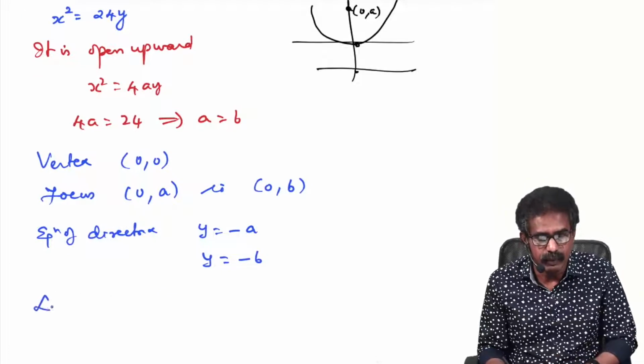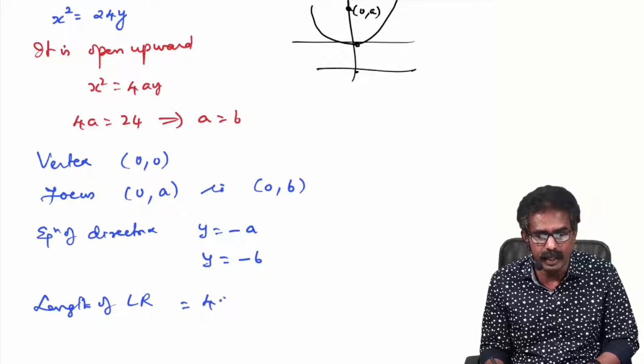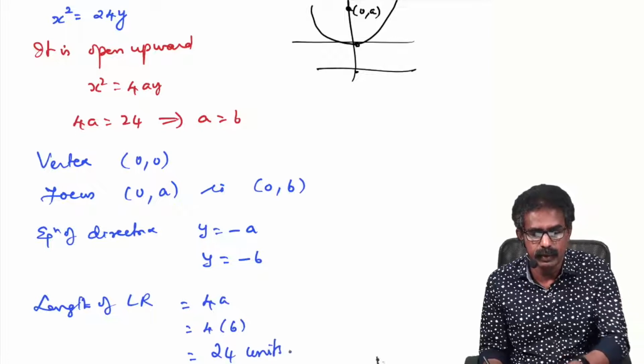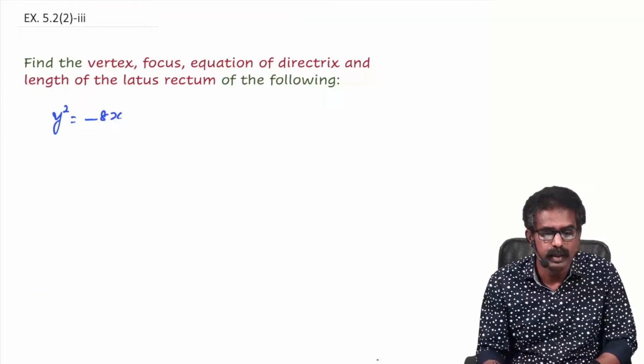Then finally, length of the latus rectum is equal to 4a. That is 4 into a value 6, so that is 24 units. Okay, so that's all. Now let's go for the next question.